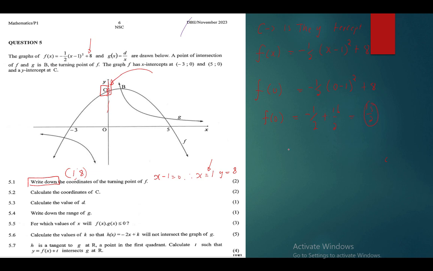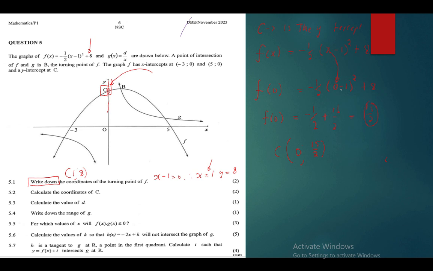So the coordinates of C is 0 and 15 over 2. These are the coordinates of C. Where there is x, you just put 0 because you are looking for the coordinates of the y-intercept. Those are the coordinates of the y-intercept. C is your y-intercept. That is easy marks, two marks. No need to put the equation back in the standard form. You just go to x, you put 0.